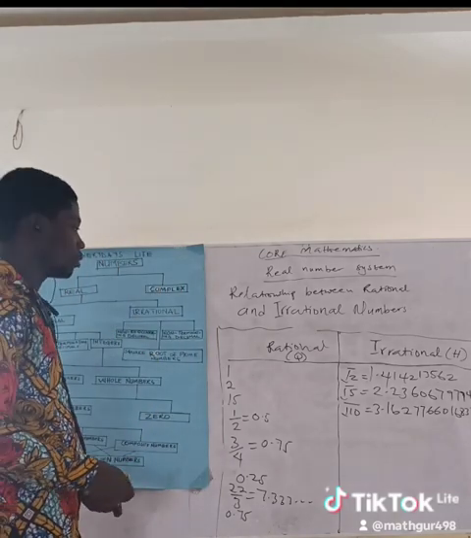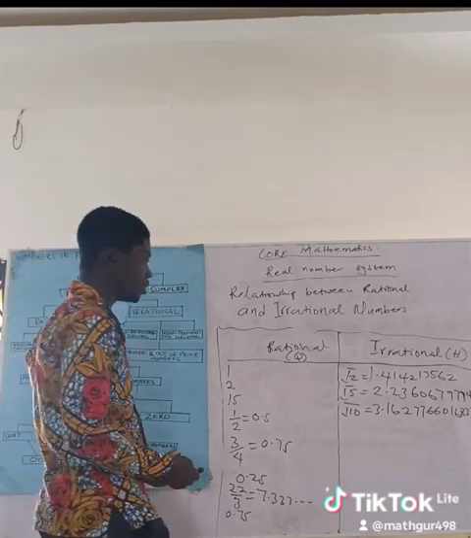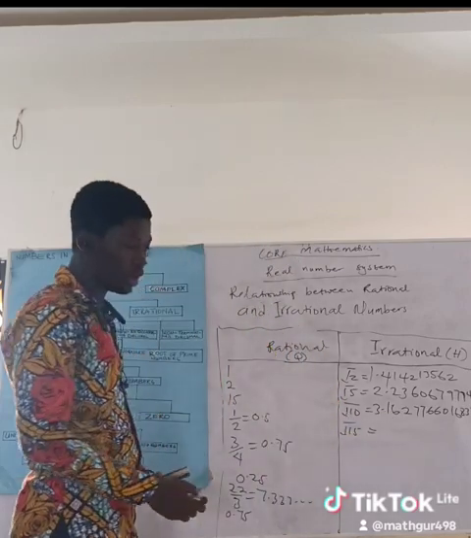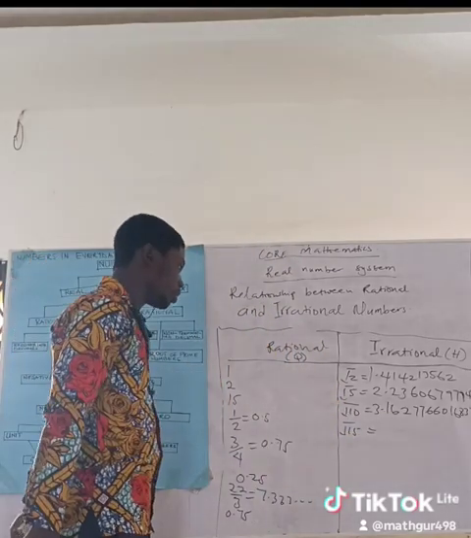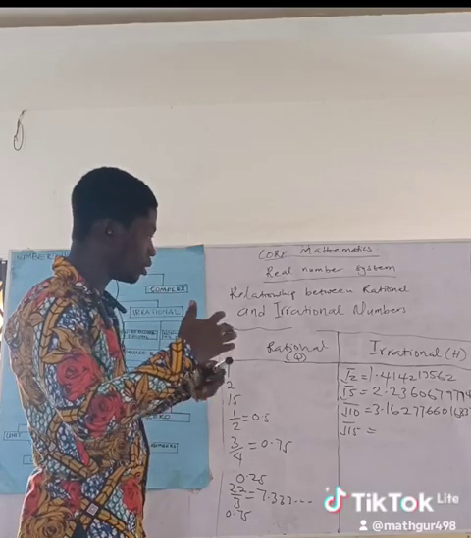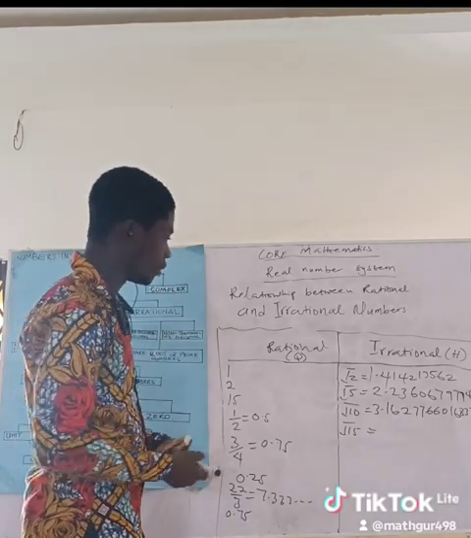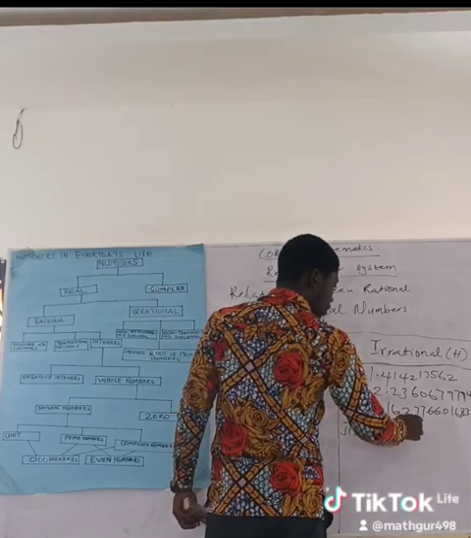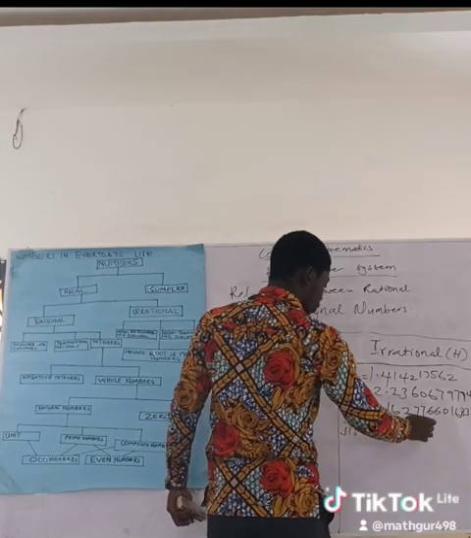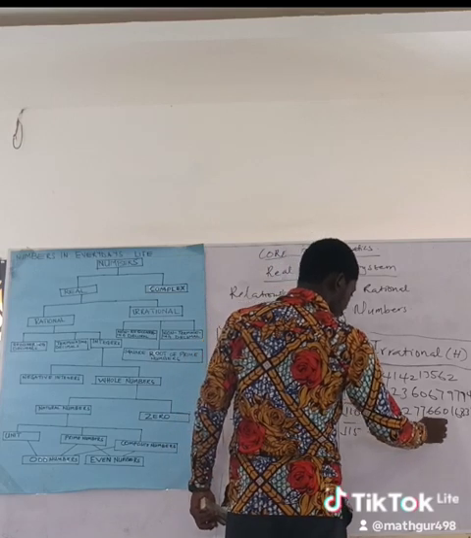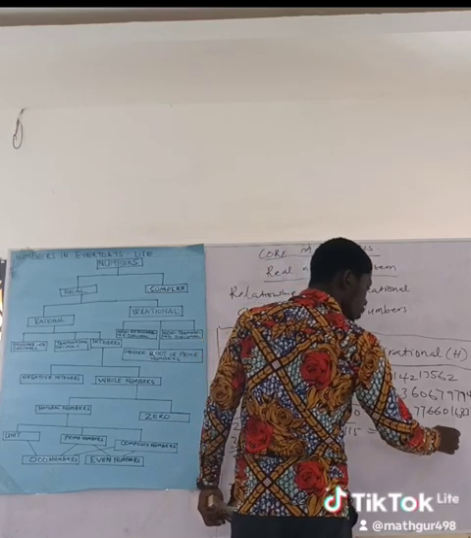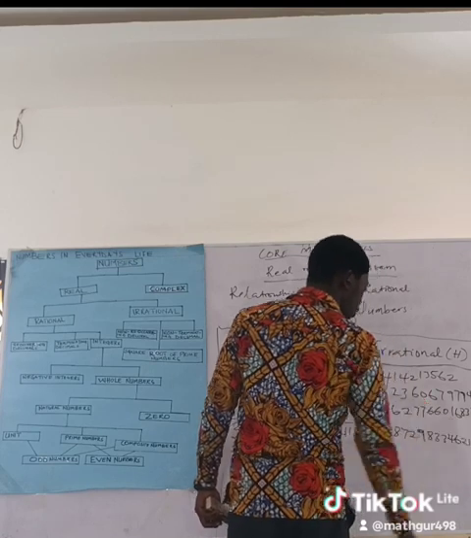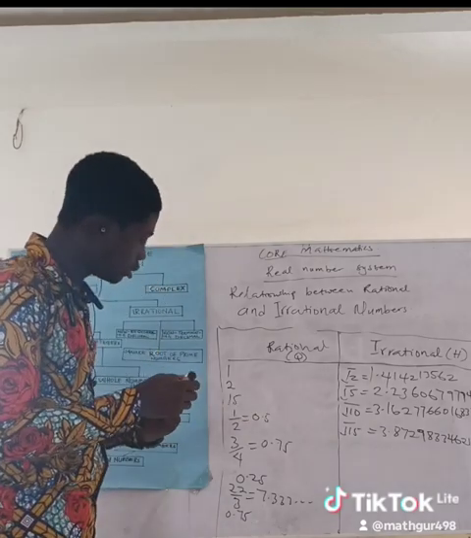Then you have square root of 15. Square root of 15 is an irrational number. Why? Because in decimal form, it will not be terminating or recurring. The decimal form is 3.87292983346210.